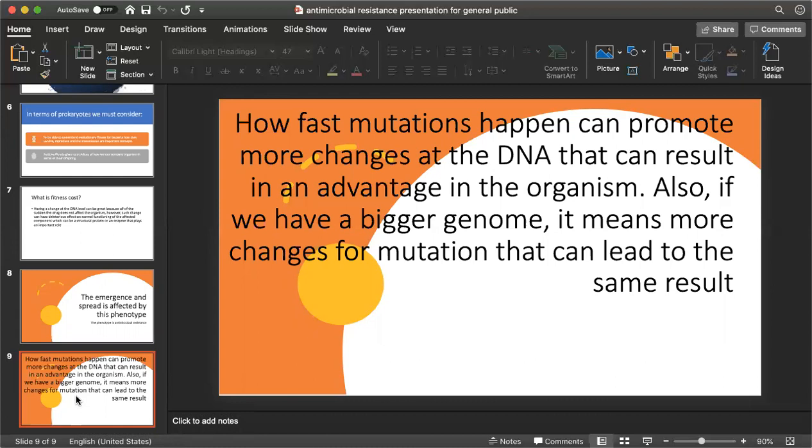In conclusion, antimicrobial resistance, in essence, is natural selection, which is part of evolution. And that's how this is a very basic concept that can allow us to dig deeper into more literature related to antimicrobial resistance.